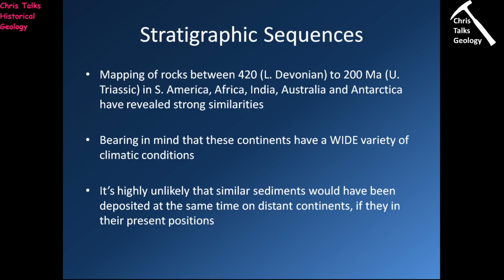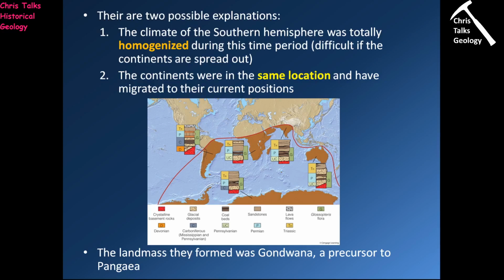So the question then becomes, well, how could you do it? Well, there's 2 possible options. Either you homogenize the entire environment for the southern hemisphere. So let's say you turn the entire southern hemisphere into a hot, dry environment. So, all those 5 continents get covered by desert sediments at the same time. Okay? That's difficult to do.